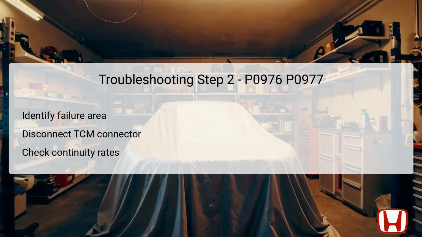In the second troubleshooting step, focus on identifying the failure area related to DTCs P0976 and P0977. Start by turning off the vehicle and disconnecting the TCM50P connector, which serves as a crucial connection point for the solenoid valve's electrical control. Following this, check for continuity between test points 1 and 2 to assess electrical connectivity. Test point 1 should correspond to TCM50P connector number 7.